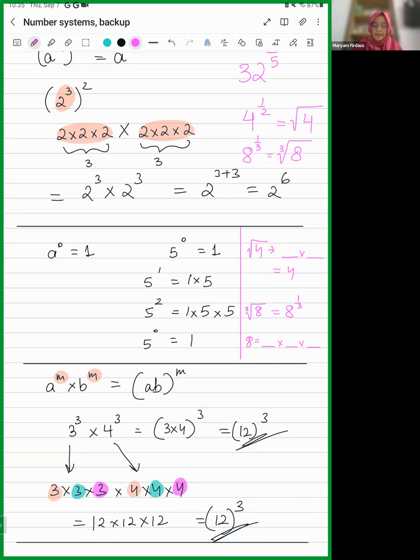Yes, 2. So you should multiply 2 with itself 3 times so that you can get 8. So therefore, the cube root of 8 is 2. Similarly, what is the square root of 4? This thing you already know. This is also 2.